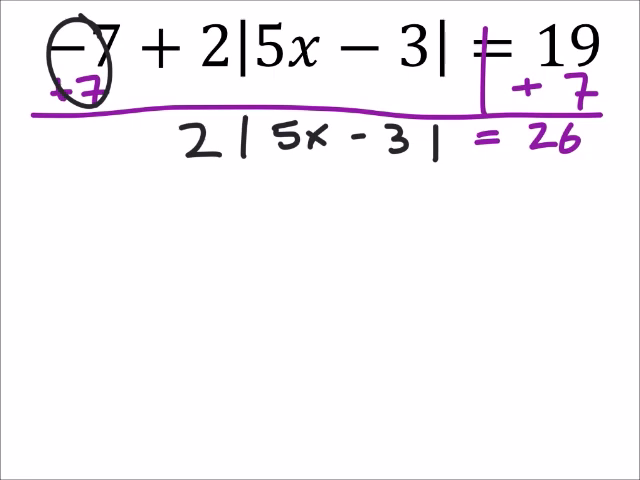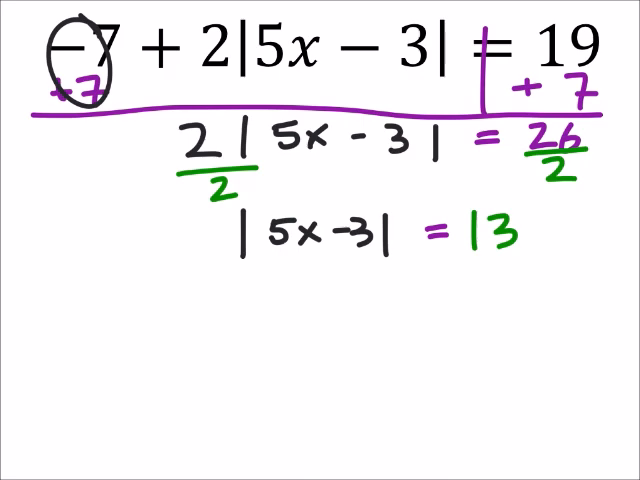And now what we're going to want to do is divide both sides by 2. Just be careful on this because some people, their first instinct is to distribute the 2 into the absolute value as though it were parentheses. But that is not what we're going to be doing because that can make things a little bit complicated and change how we should solve it. So just be careful doing that, all right? What I recommend doing is dividing by 2, just getting rid of it, and that would leave us with the absolute value of 5x minus 3 equals 13.